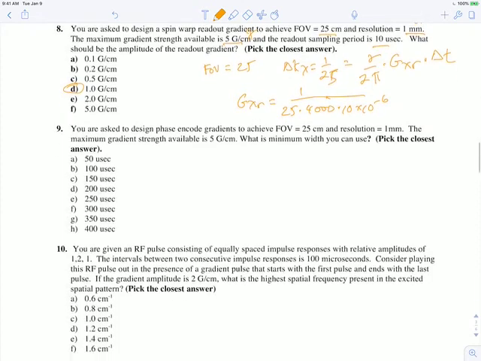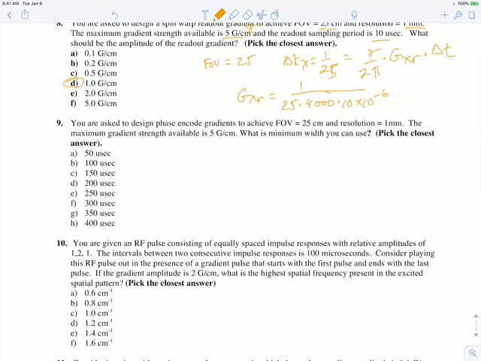So let's look at the phase encode. In this example you're given the gradient strength, and you're asked to figure out the minimum width. Since you're given the maximum gradient strength, which is the more important one: the FOV or the resolution? Both are related to the gradient, but you're told the maximum gradient strength available. So what does that tell you?